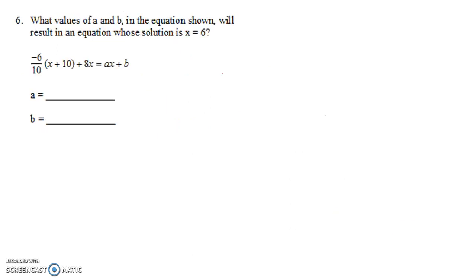Next one, number 6. What values of a and b in this equation will result in an equation whose solution is x equals 6? Negative 6 tenths times x plus 10 plus 8x equals ax plus b. This one is going to be, I'm not going to lie, a little tedious. But the best way to do this, I think, is to make b equal 0, and then plug in x equals 6 and figure out what a equals that way.